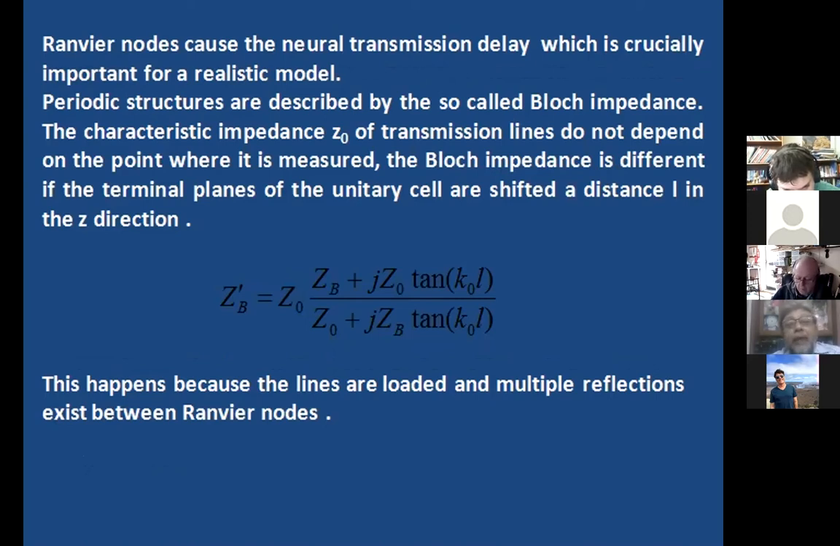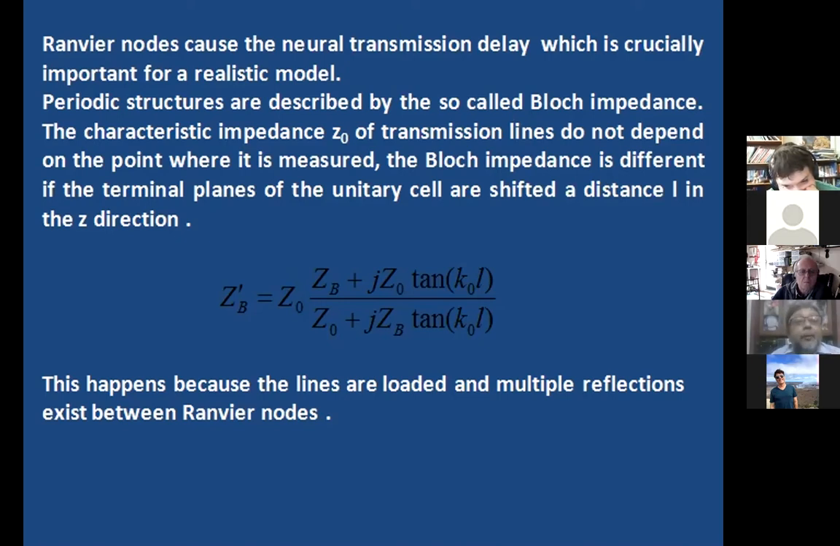And periodic structures are described by the so-called Bloch impedance. This would be very, very meaningful. I would refer to some acupuncture. People used to do acupuncture there. Most probably, the relief of pain is due to the match of these loads of the transmission lines. So I have described that.